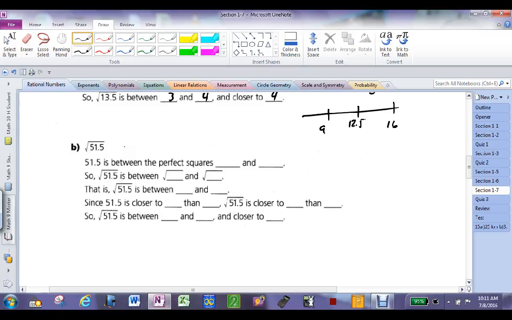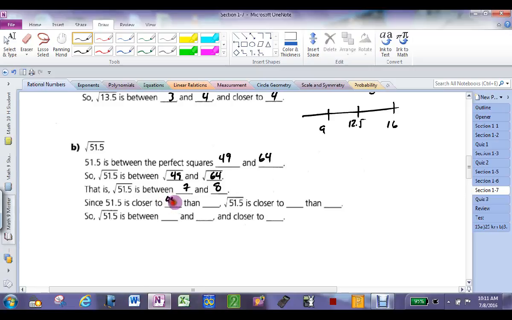51.5 is between what and what? 49 and 64. So that means its root must be between the root of 49 and 64. And what are they? 7 and 8. So it's got to be between 7 and 8. Now I'm going to skip all this in here. Closer to 7 or closer to 8? 7. Why? Because 51 is closer to 49. Got it? And you guys could fill that in now in 2 seconds.